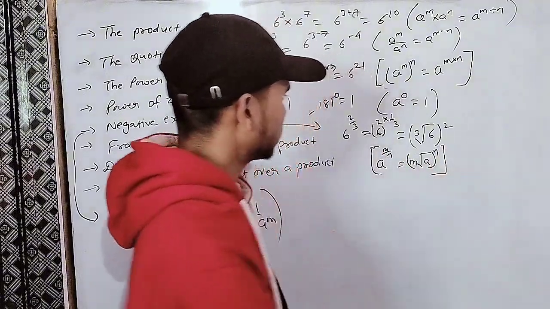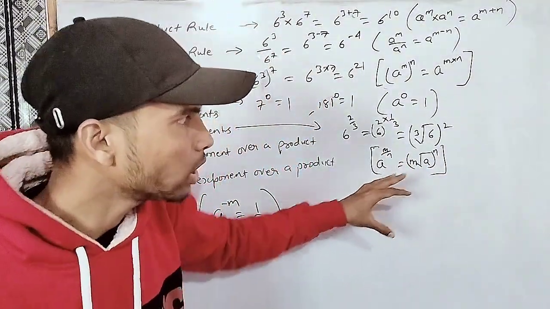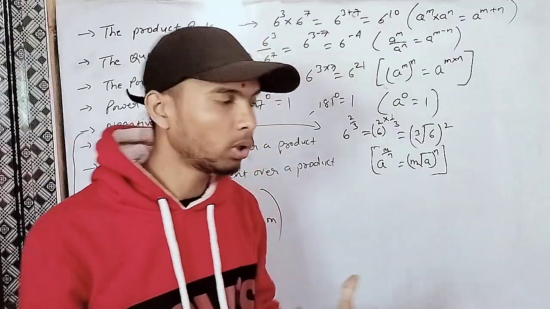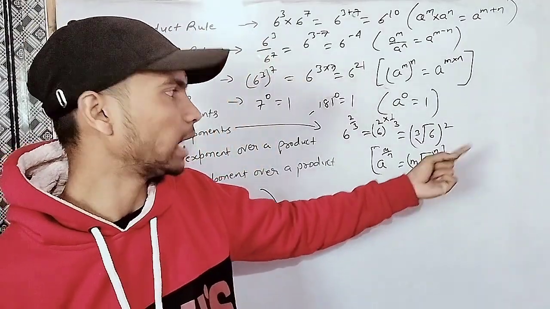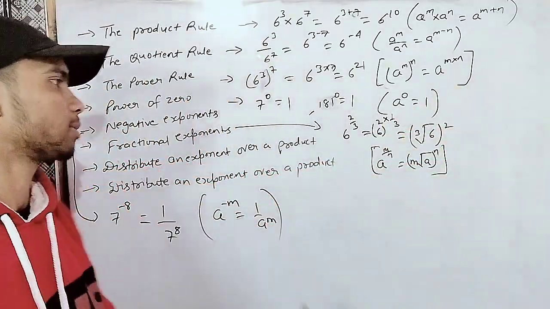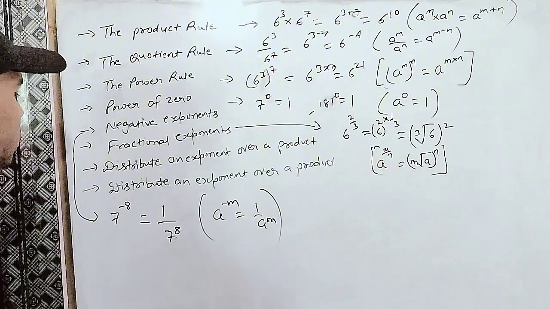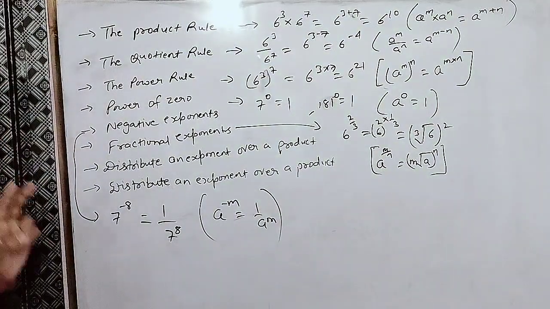So what are you understanding? You are understanding that the numerator will be written here and the denominator will be the exponent. Clear? Now we have two last rules.